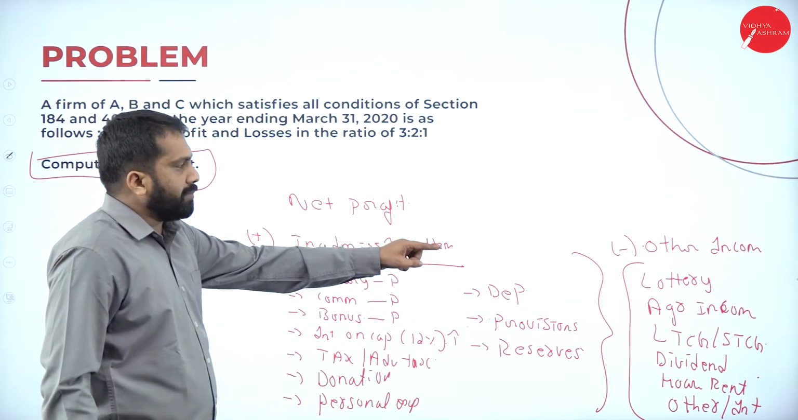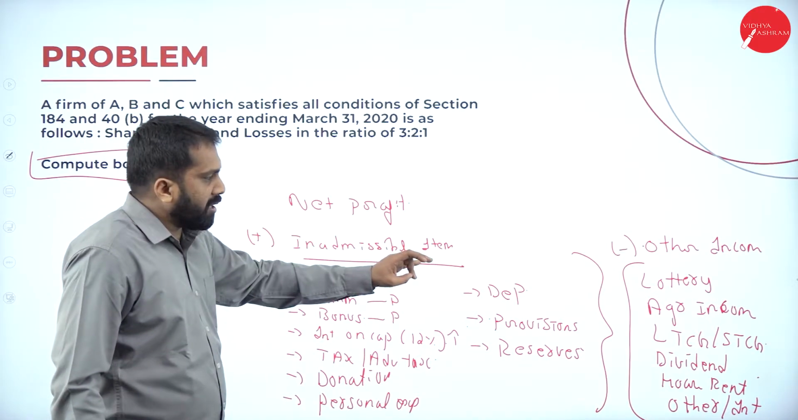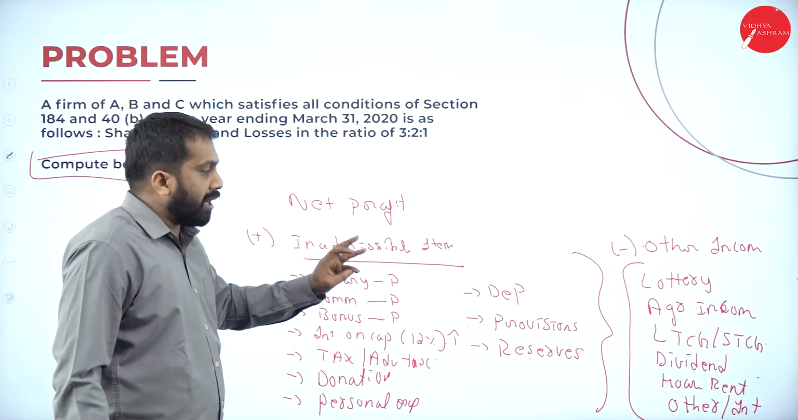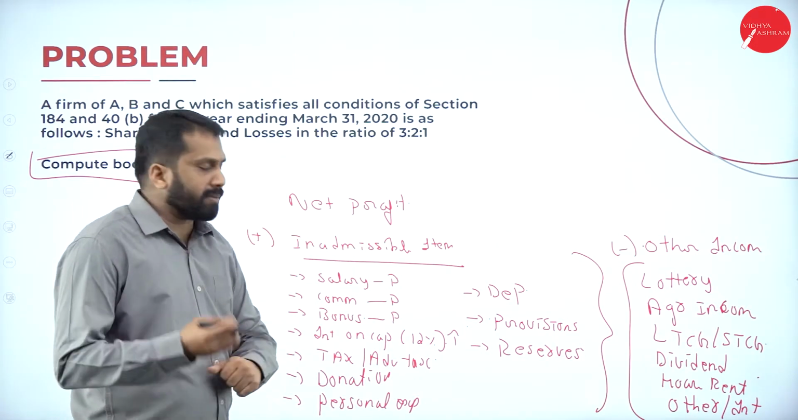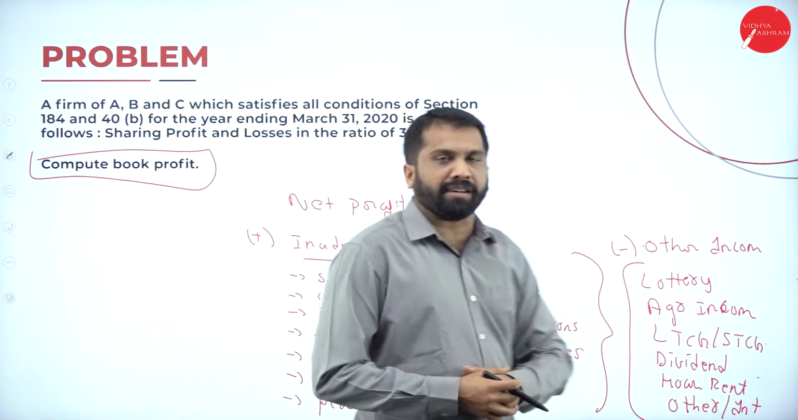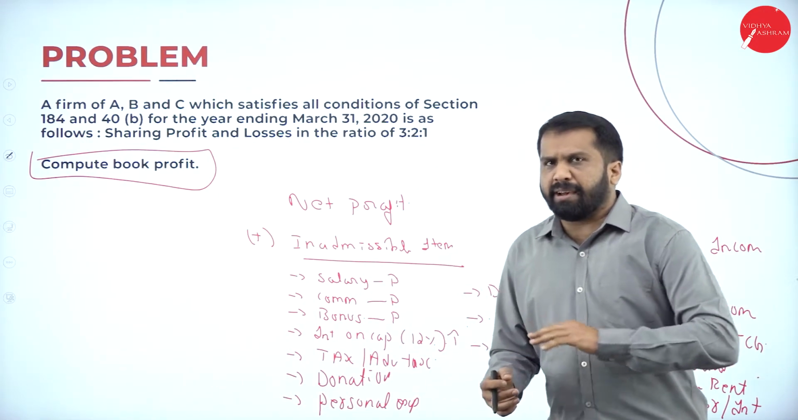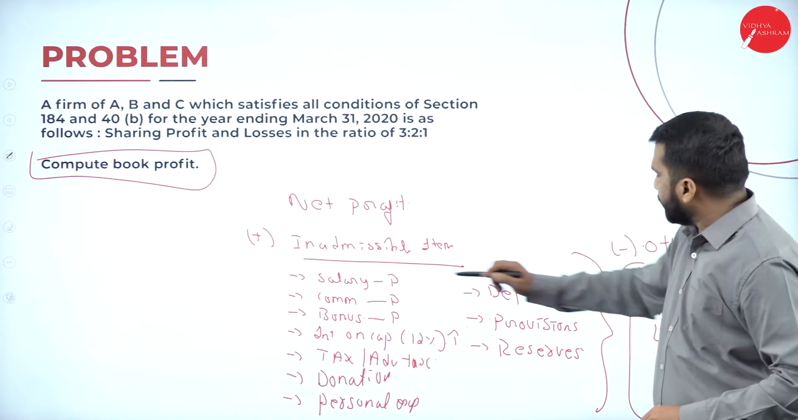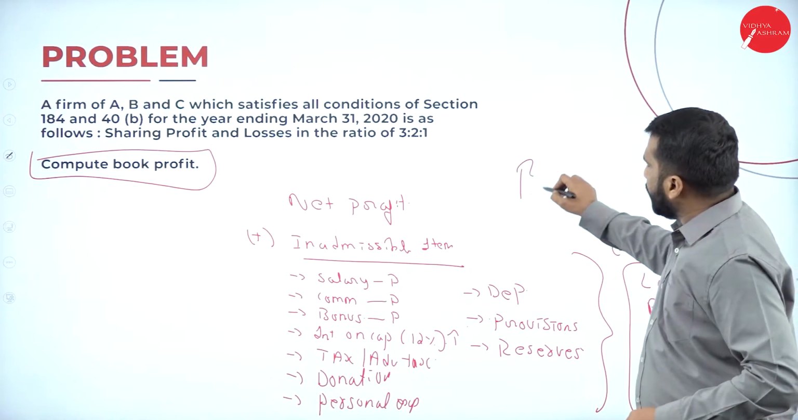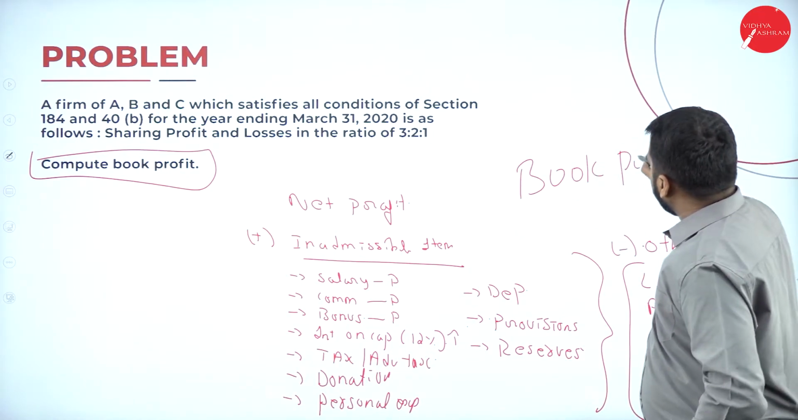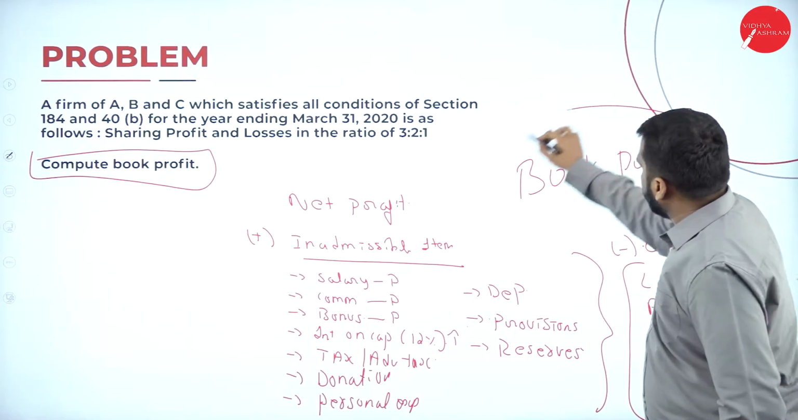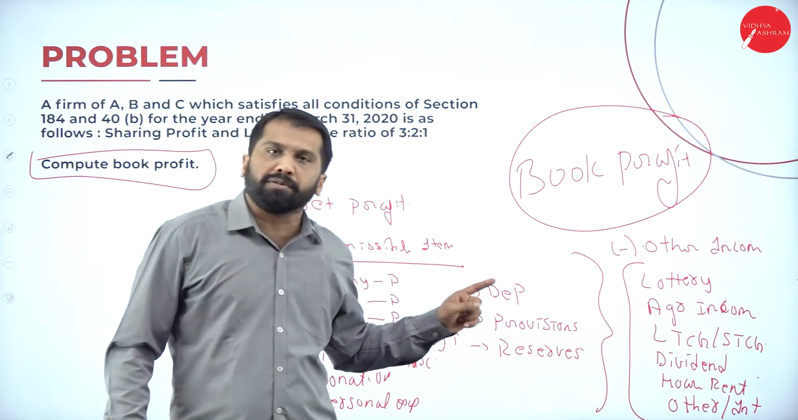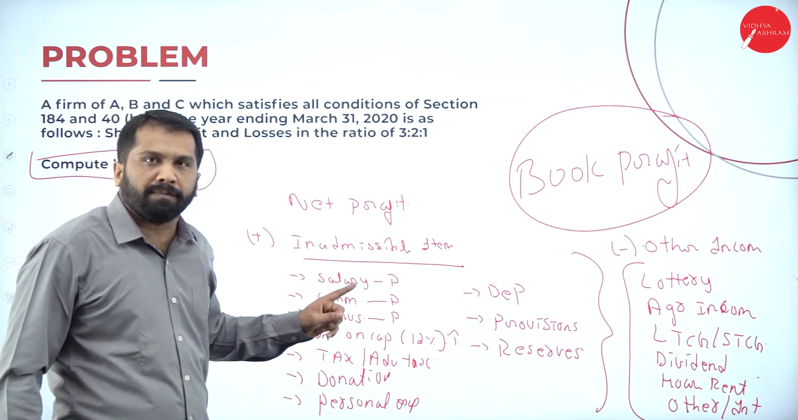Next one, other income. Then we have lottery, agriculture income, and your long-term capital gain, short-term capital gain, dividend, or house rent, and other incomes like your interest on security, interest on deposit, everything comes under this. Up to here, if you do this, net profit plus this minus this, you will get book profit. Almost 70% of your partnership problem is done if you do this calculation. Hope you are clear. Yes.